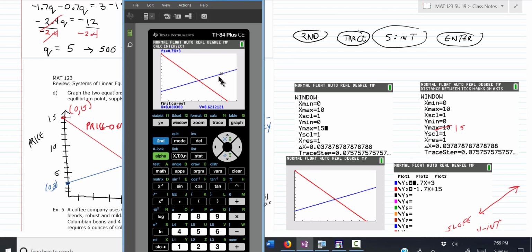Now what it's saying right now is first curve. You're on the first curve. Yeah, okay, so press enter. Okay, now second curve. Okay, you're on the red. Doesn't matter where it is. Press enter. Do it again. When it says guess, press it again. And voila, there you have it.